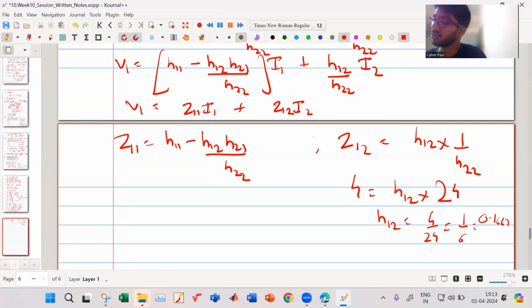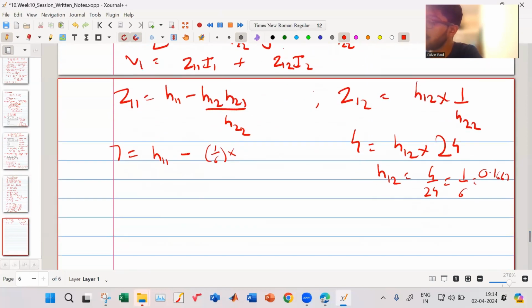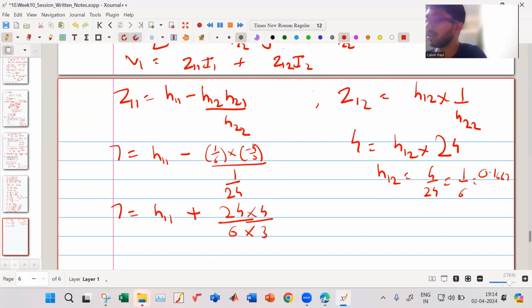Now, your Z11 is 7. Your H11 you need to find. Your H12 is equal to 1 by 6. What is your H21? Minus 4 by 3. And your H22 is equal to 1 by 24. So 7 is equal to H11 minus, and minus times minus is plus, so plus 24 into 4 upon 6 into 3.